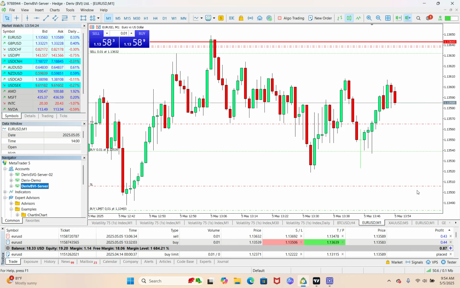Sellers coming in again. Sellers with a big push to the downside. Sellers with a big drop. Buyers holding. Buyers are holding. Sellers again with a move. Oh wow. Sellers with a big drop. 6 minutes to go.